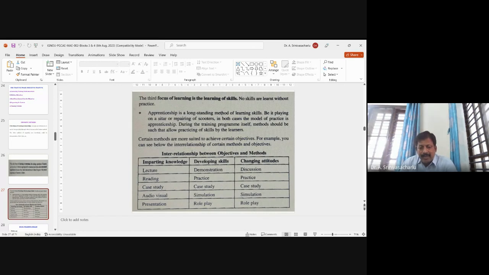Got it? Yes, sir. Simulation is near reality, we say. Almost near reality. And when it is about changing the attitude: discussion, practice, case study, again simulation, role play. So especially discussion is important.